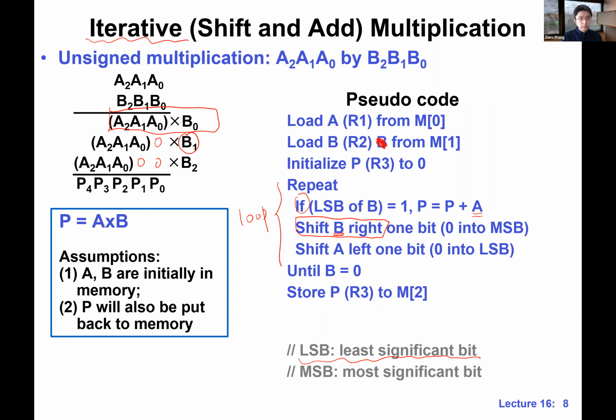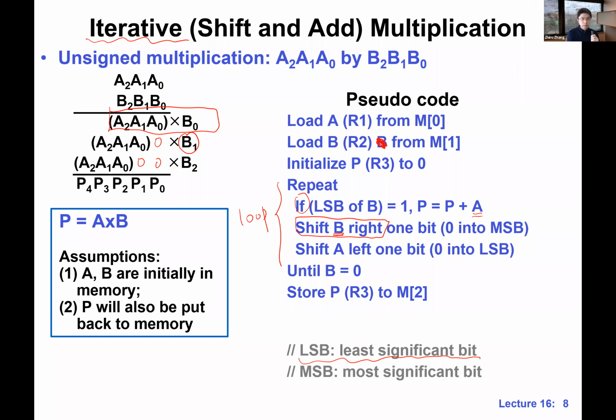Also, we want to shift A to the left by 1 bit, because this is now the second row. You want to get the shifted version of A. This is the next partial product. And then we just repeat this process. In the next iteration, if B becomes 0, then we skip. Otherwise, we look at B2, and we add the shifted version of A.